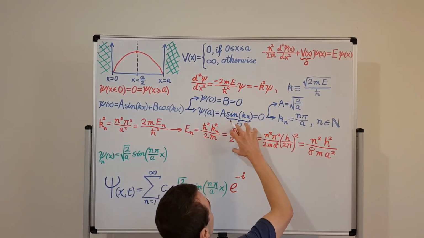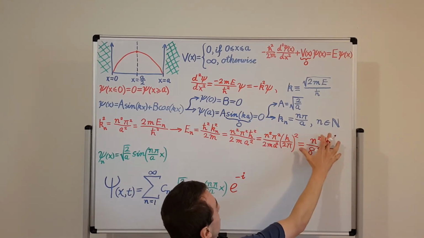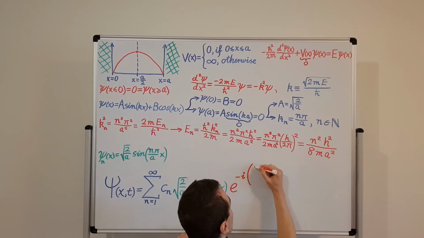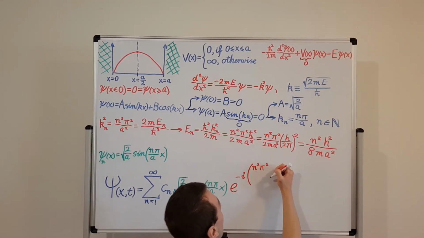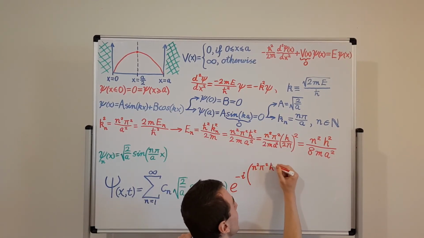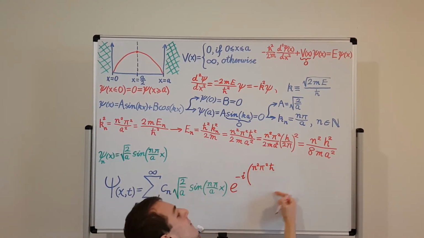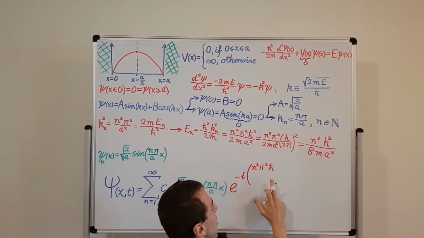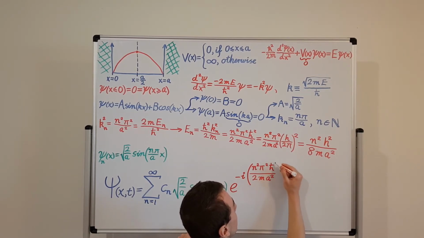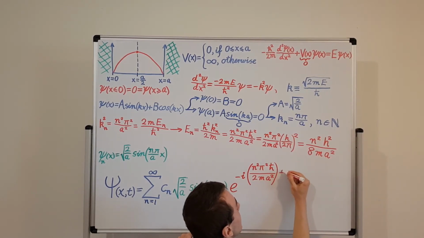So I'll substitute this over here with h bar. I'm not going to use this one, I'm going to use the h bar one, and I'm going to put that in brackets. We're going to have n squared pi squared, and this is not going to be h bar squared, it's just going to be one factor of h bar, because I need to divide this by h bar to make sure the units work out. I'm going to divide this by 2ma squared, and this is going to be multiplied by time.